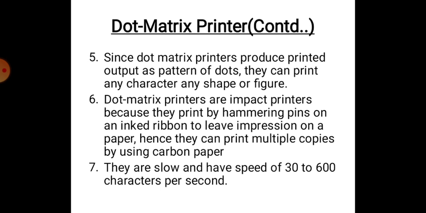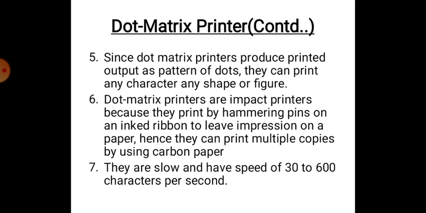Point number 6. Dot matrix printers are impact printers because they print by hammering pins on an ink ribbon to leave an impression on paper. Hence, they can print multiple copies by using carbon paper. Students, you have seen a typewriter, some of you, I hope. In a typewriter also you can produce a number of copies at one time. That is possible because of the carbon paper inserted between the original copy and the carbon copy. The same principle is adopted here.